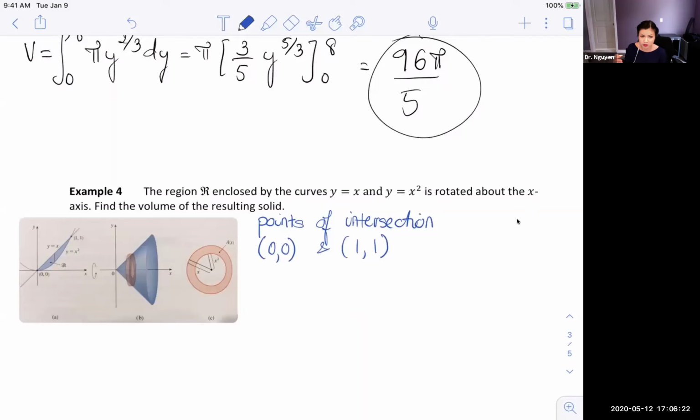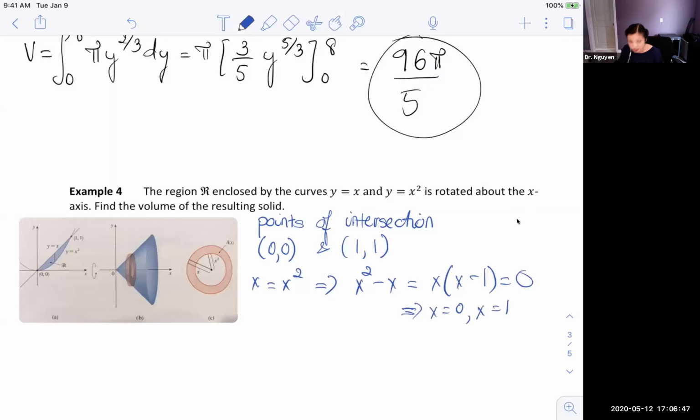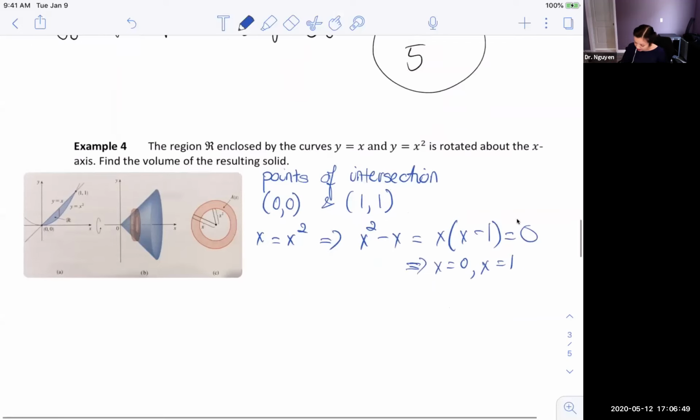Anyway, if you don't want to use the graph, you can definitely set them equal like this. x equals x squared, and then how do we solve it? I can just put x squared minus x equals 0, and then x times (x minus 1) equals 0. So we have x equals 0 and x equals 1. So like I said, we can just solve it easily.